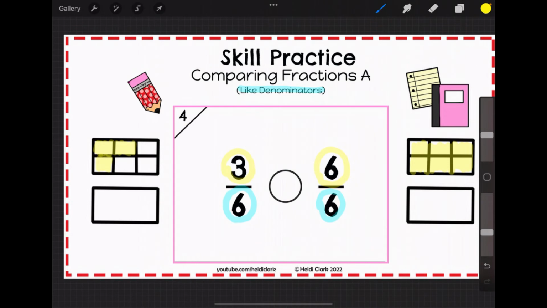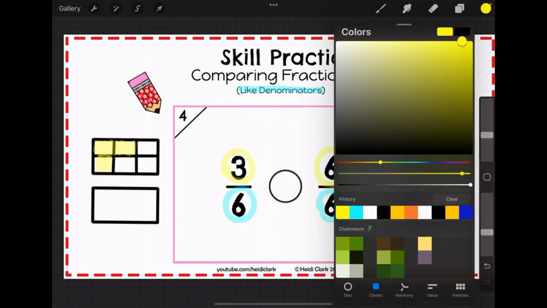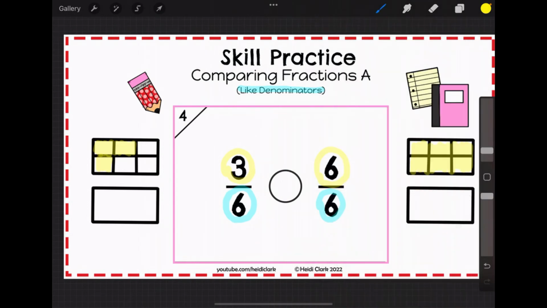Now, when we draw our greater than or less than symbol, I like to think of it like an alligator with teeth, or like a Pac-Man, and that Pac-Man wants to eat the bigger fraction because it's hungry. So you're going to draw your symbol with the mouth opening towards the bigger fraction, which in this case is 6/6.